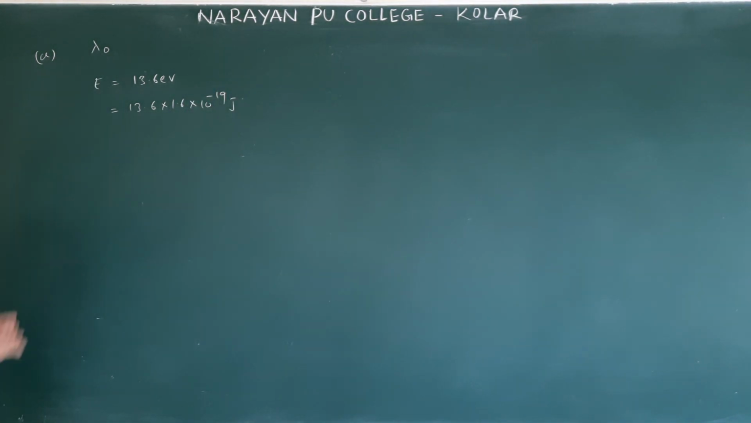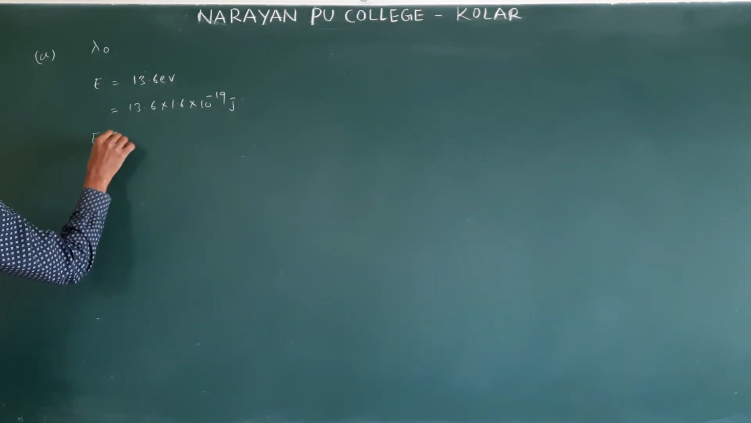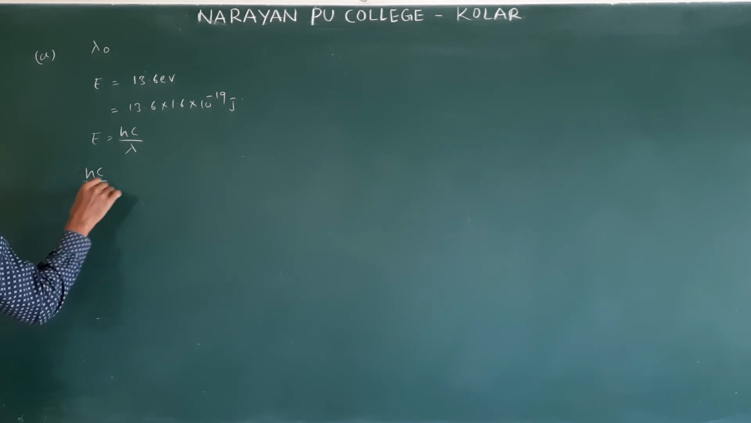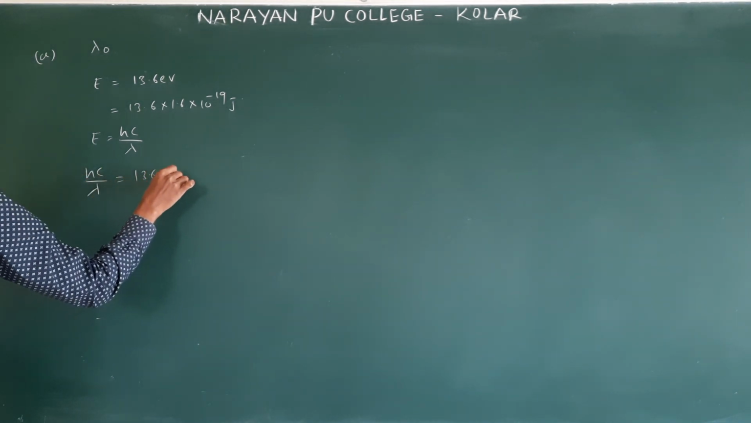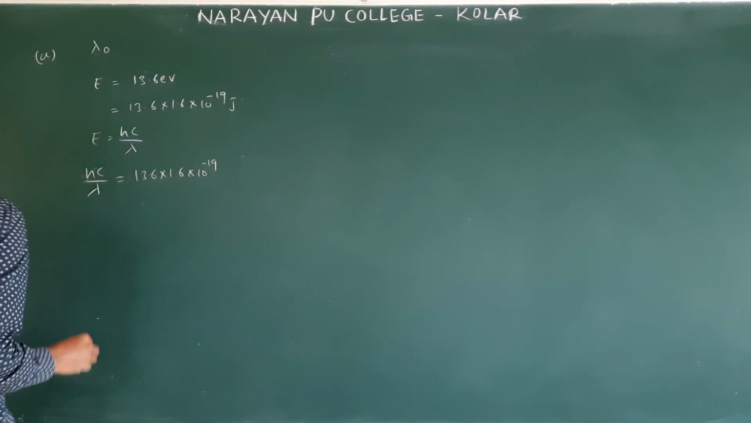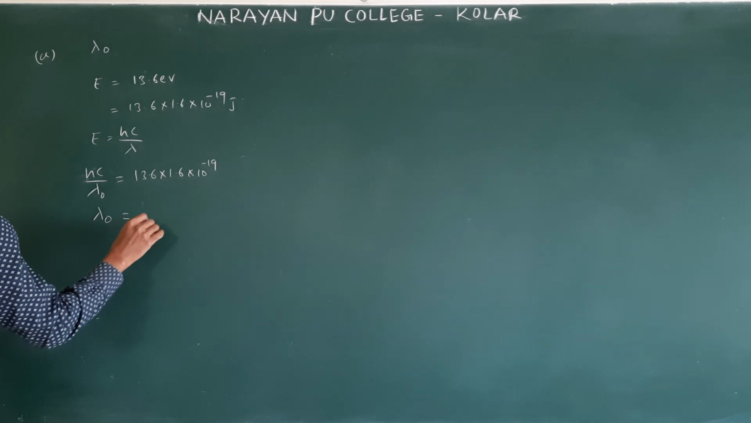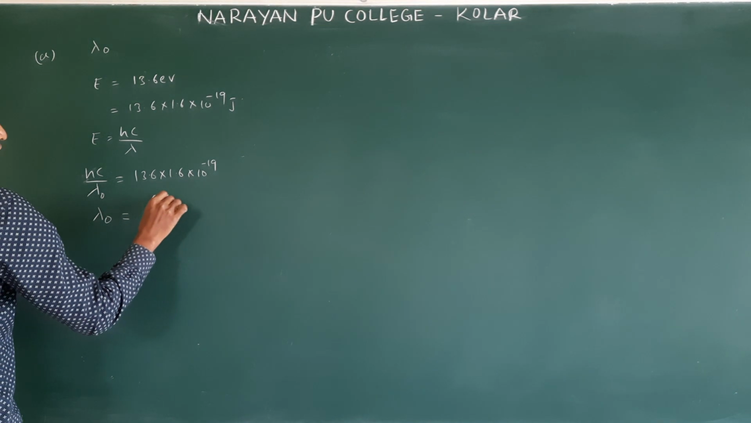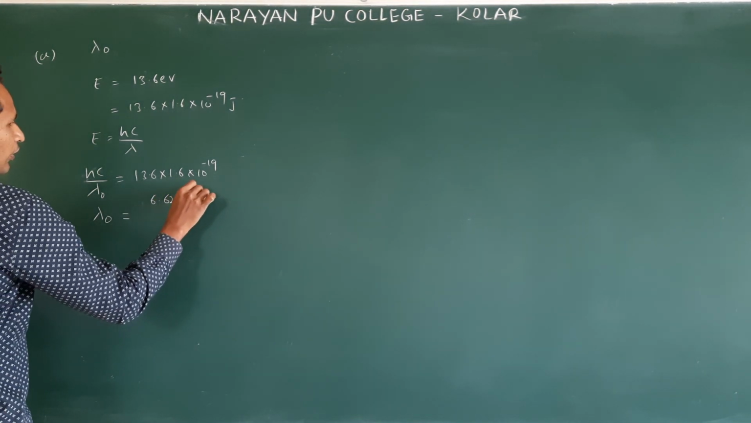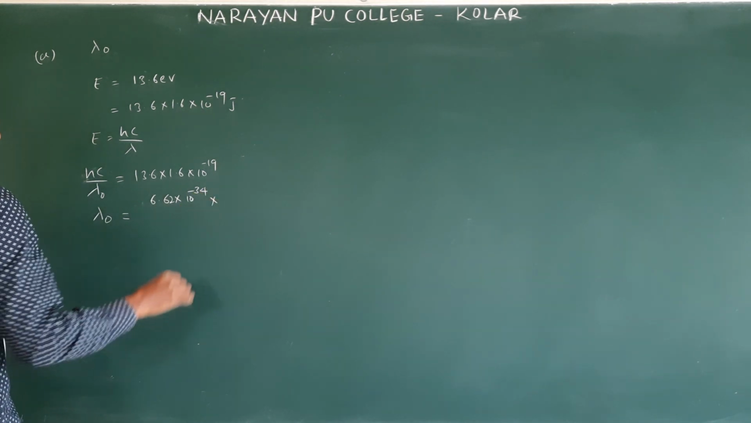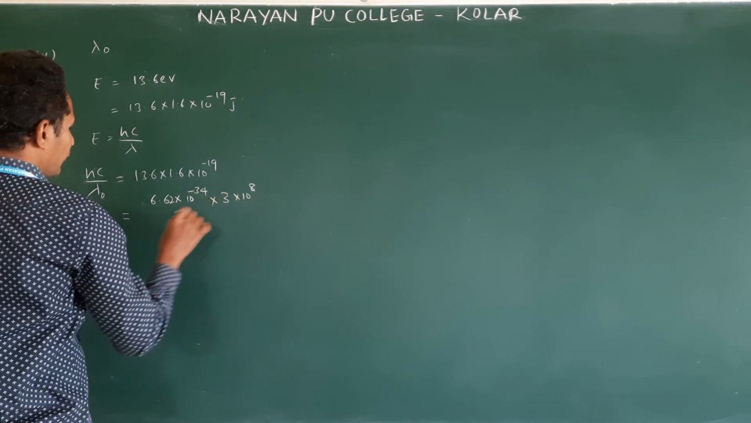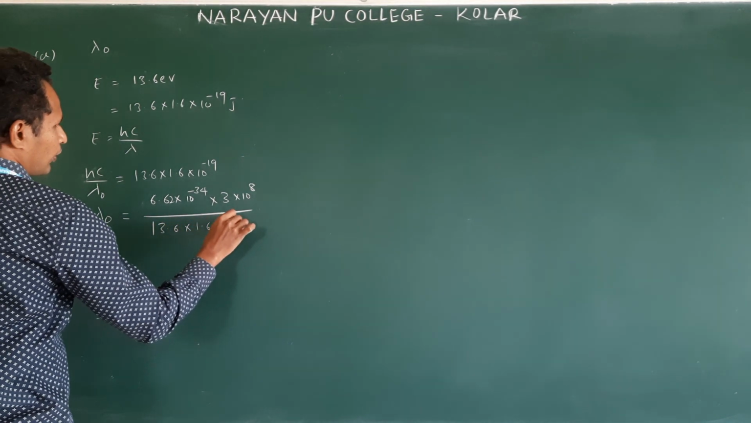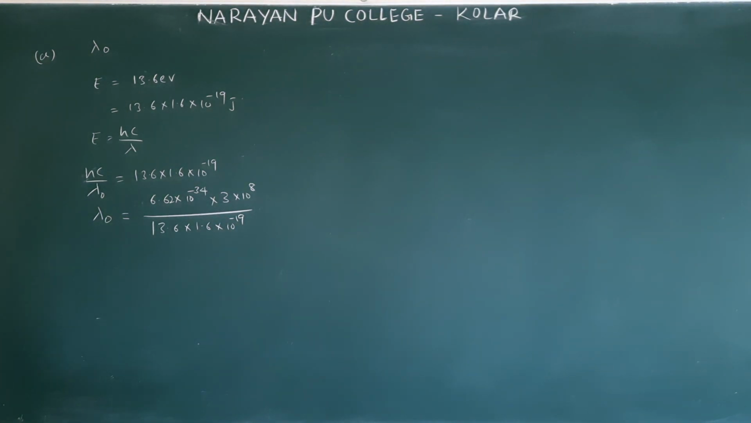So they are asking lambda. Energy, how do we write? E is equal to hc by lambda. So hc by lambda is equal to 13.6 into 1.6 into 10 power minus 19. So lambda naught is equal to hc. The hc value is what? 6.62 into 10 power minus 34 into c value 3 into 10 power 8 by 13.6 into 1.6 into 10 power minus 19. Am I correct?